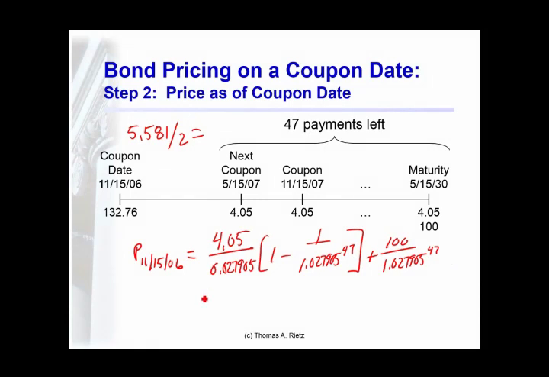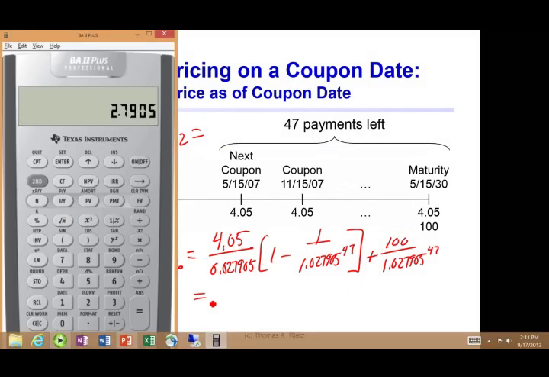Well, this is very easy to do in your calculator, so let me go ahead and do that. So this is the interest rate. 47 periods. Payment 4.05, $100 extra at maturity. Present value is $132.76. I'm going to store that.